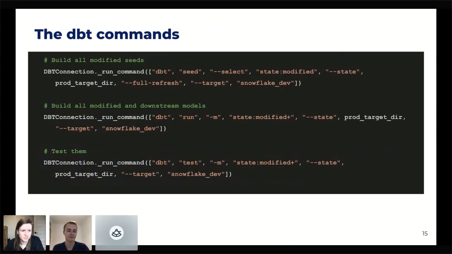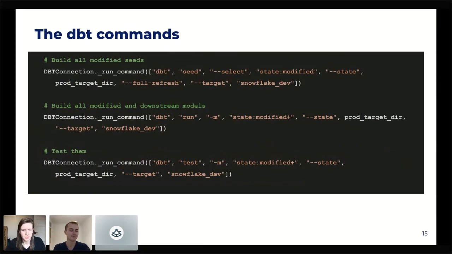Step one, we're building all of the new or modified seeds, which looks a little bit differently to how we run models. We use this select syntax. And where we've got state and then what says prod target dir in our code here, that's a pointer, or well, the directory in which we have our production manifest files saved. And we need that so that dbt can do the comparison between the two files.